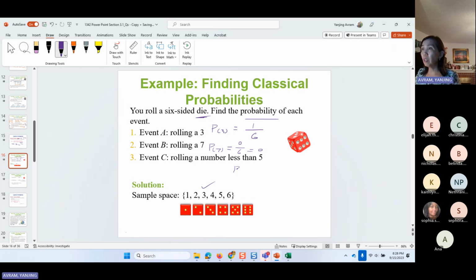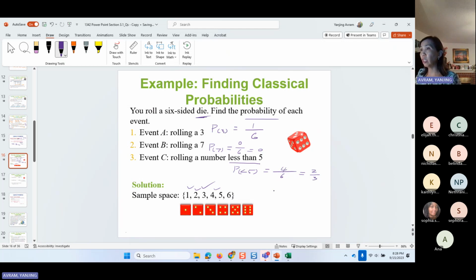Okay, probability of landing a number that is less than 5. Less than 5 doesn't include 5, right? This is not less than or equal to. It's less than 5, so there's no equal sign. So you have 1, 2, 3, and 4. That's 4 out of the 6. But you cannot put it in the computer as 4 out of 6. You have to simplify. So this is going to simplify into 2 over 3.